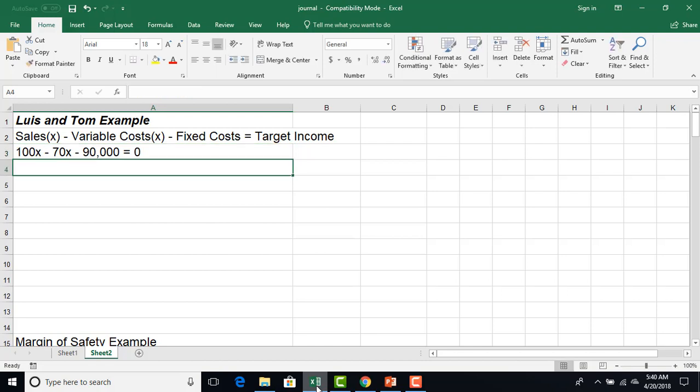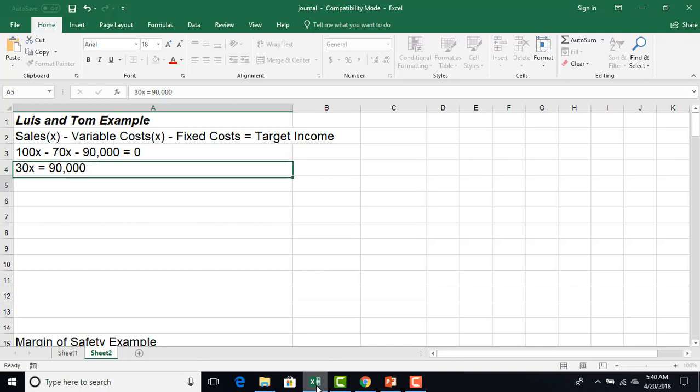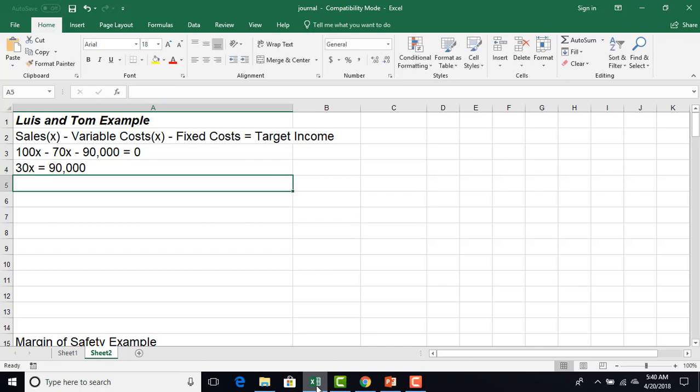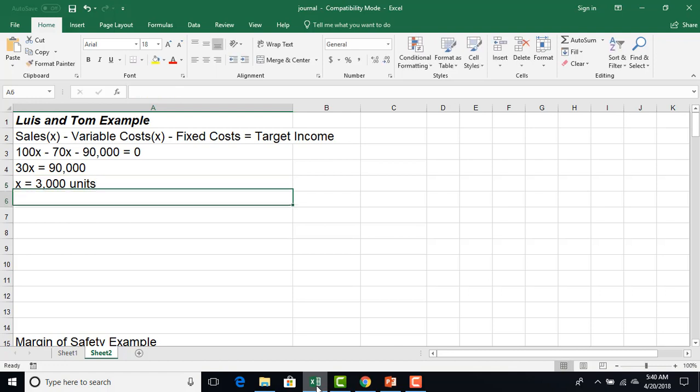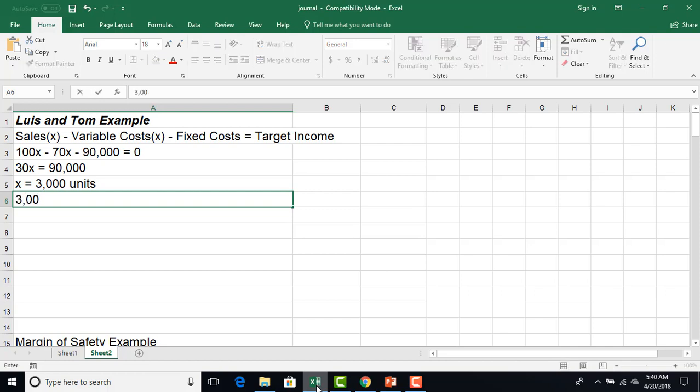All right, so we did some maneuvering within our equation. I combined my like terms. I have 30x equal to, I add 90,000 to each side, so I have 30x equal to 90,000. I divide by 30 on each side, and I'm left with x equals 3,000 units. Remember, we said also that you could take this 3,000 units and figure it out in dollars as well. So 3,000 units times our selling price of $100 gives us $300,000 as our break-even sales.